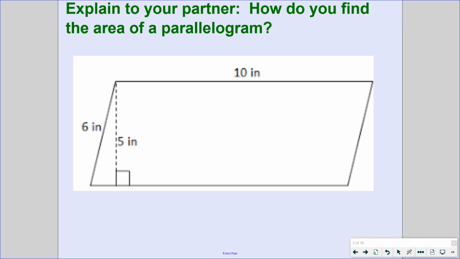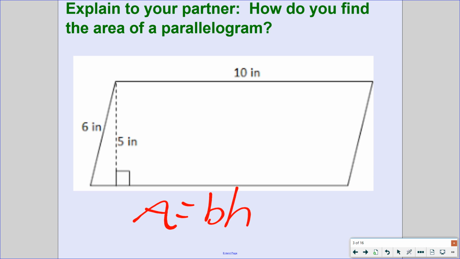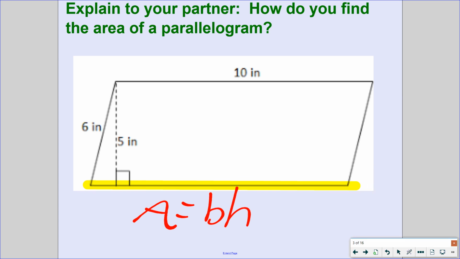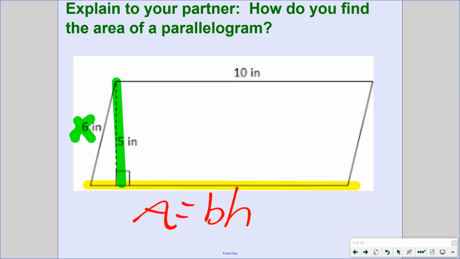So explain to your partner, how do you find the area of a parallelogram? The formula for area of parallelogram is base times height. So the base, let me highlight the base so we all see what the base is. The base is this. The height is a vertical. So that means, hence, the 6 is not needed. So I'm going to scratch out the 6 because it's not needed.